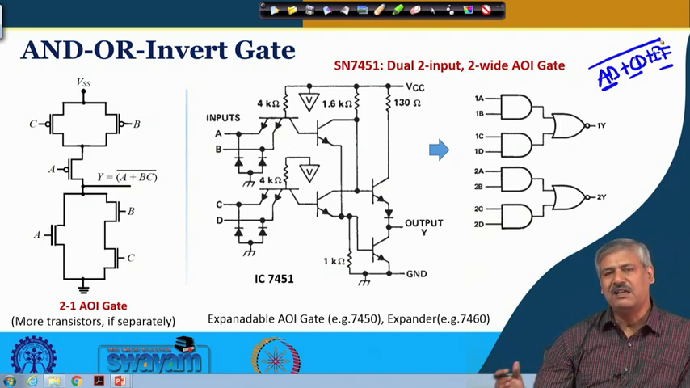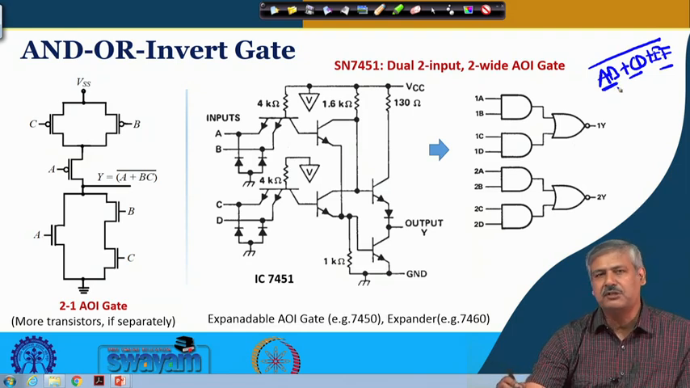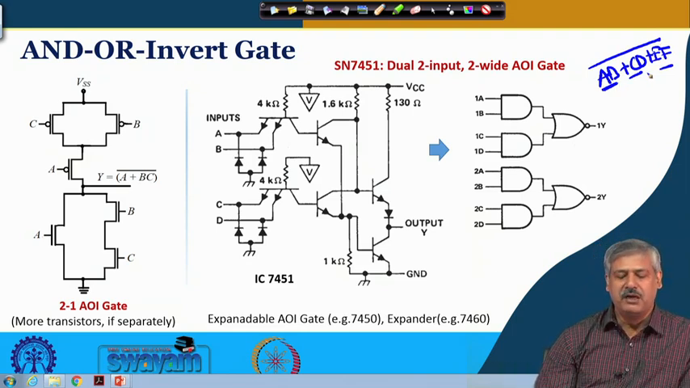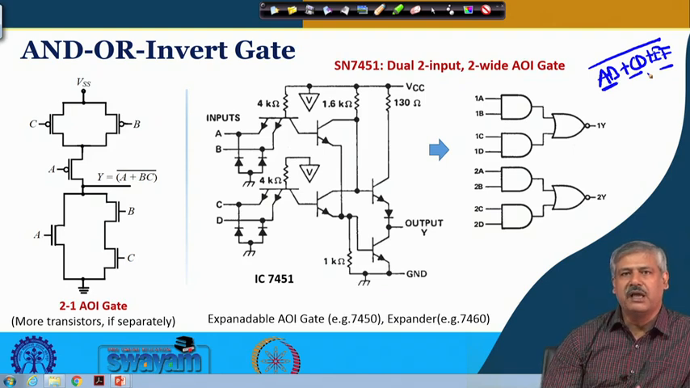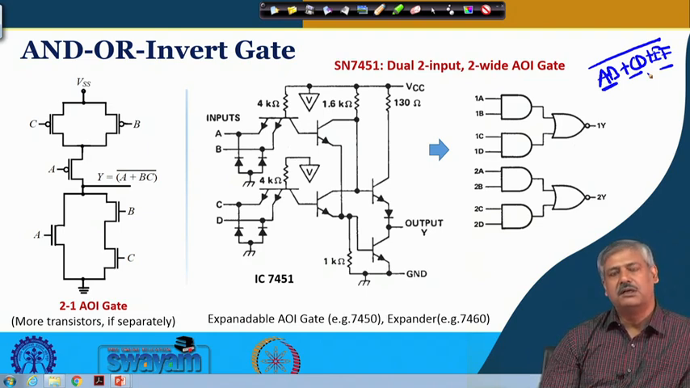So, if you want to realize these separately, right, the number of transistors involved will be as it is required for each of these realizations. But within the logic family there are gates or arrangements that can be made by which this AND-OR-Invert operation can be done with a lesser number of transistors.